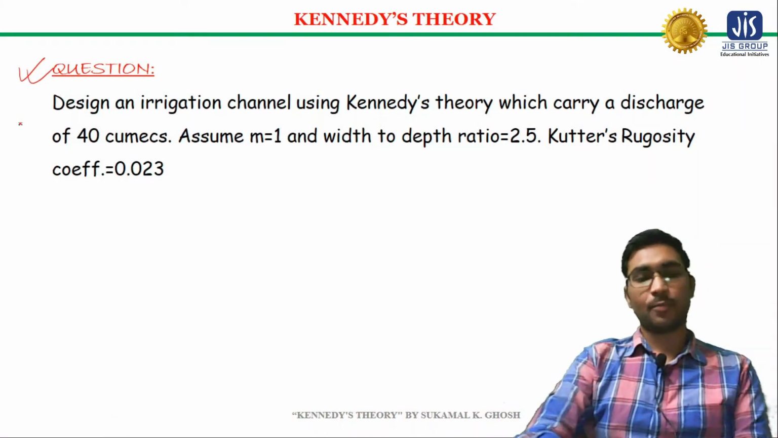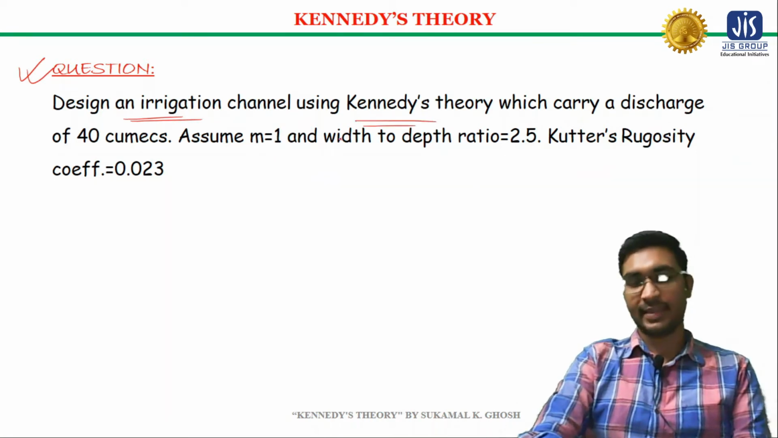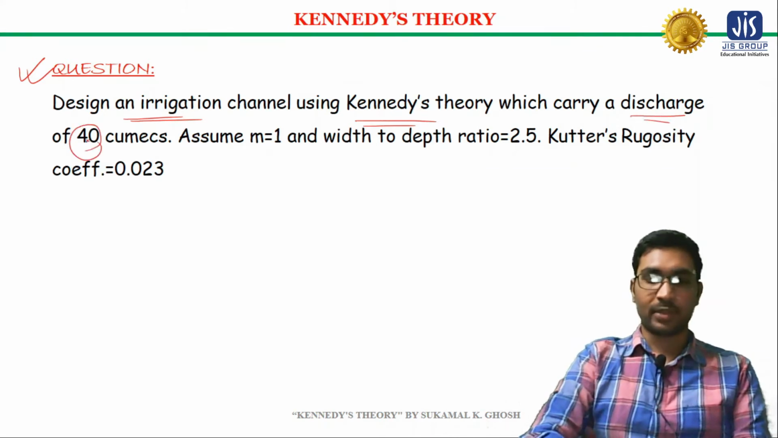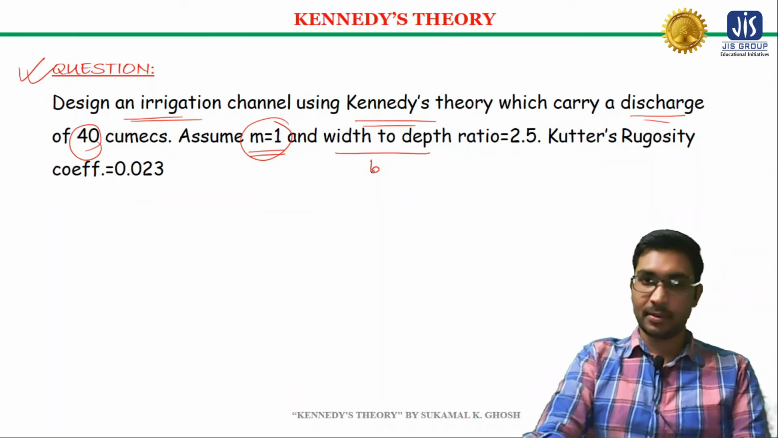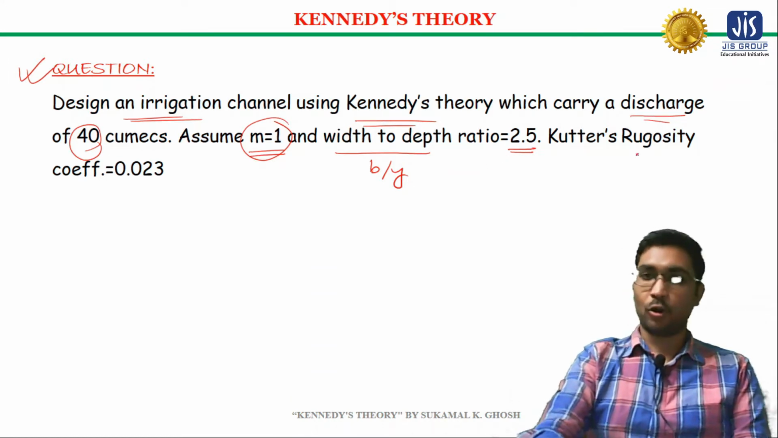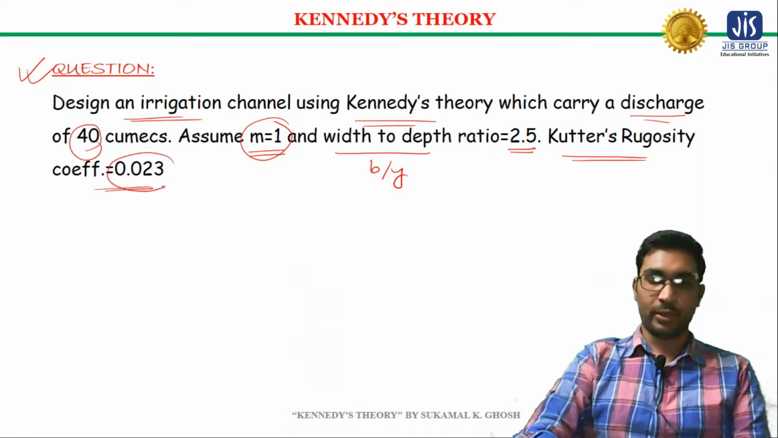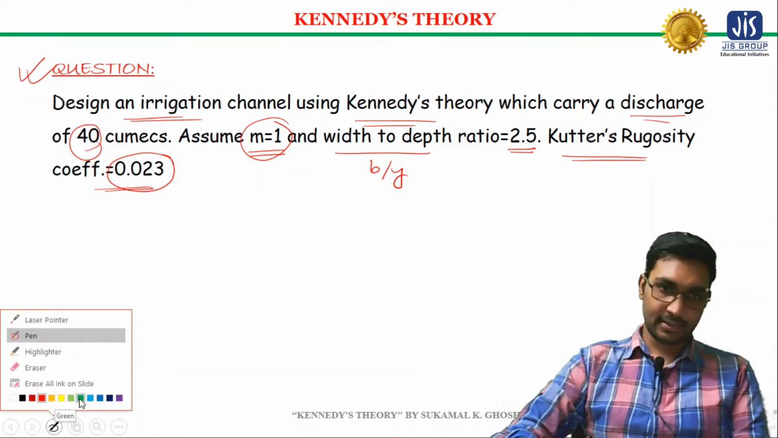So, our second problem has asked to design an irrigation channel using Kennedy's theory, which carries a discharge of 40 cubic meters per second. The problem also asks us to assume the value of m is equal to 1, the width to depth ratio, b by y, is 2.5, and Coulter's rugosity coefficient is 0.023. Let me write all the data that are given.